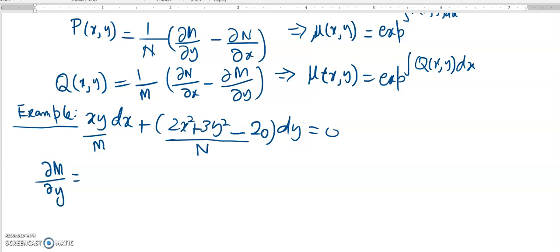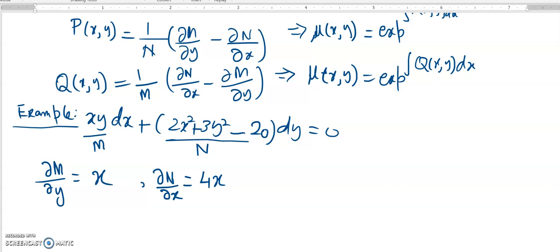Okay, partial M over partial y: it was xy, so with respect to y it will be x only. And then partial N over partial x: we are differentiating with respect to x, so 2x squared will be 2 times 2, 4x, and the y squared and the 20 will be 0. So now we can see that partial M over partial y and partial N over partial x are not equal to each other. One is x, another is 4x. They are different, but not by much.